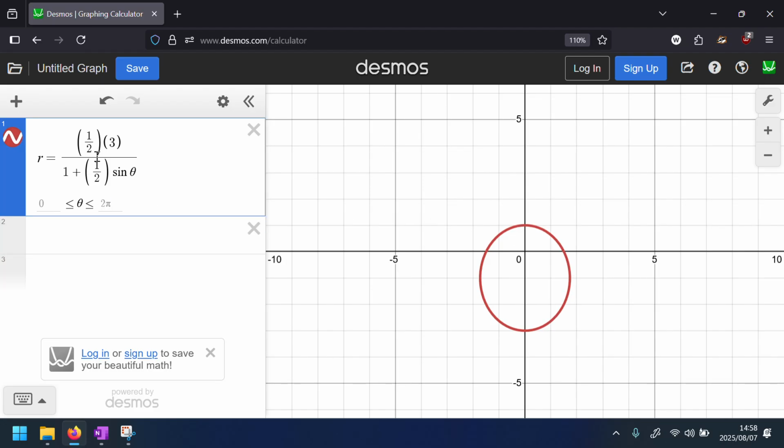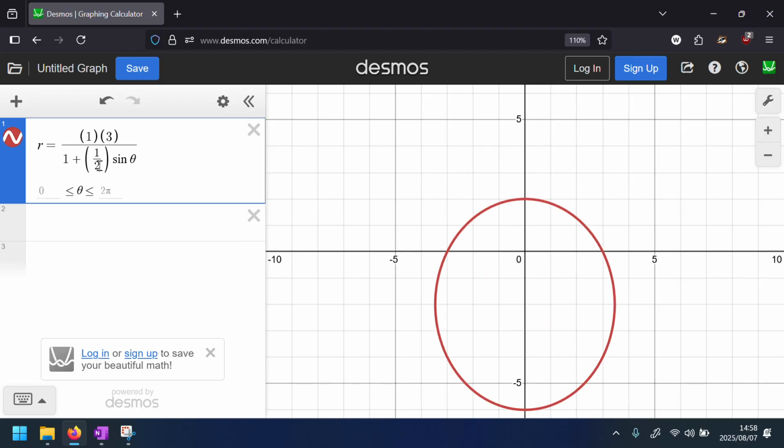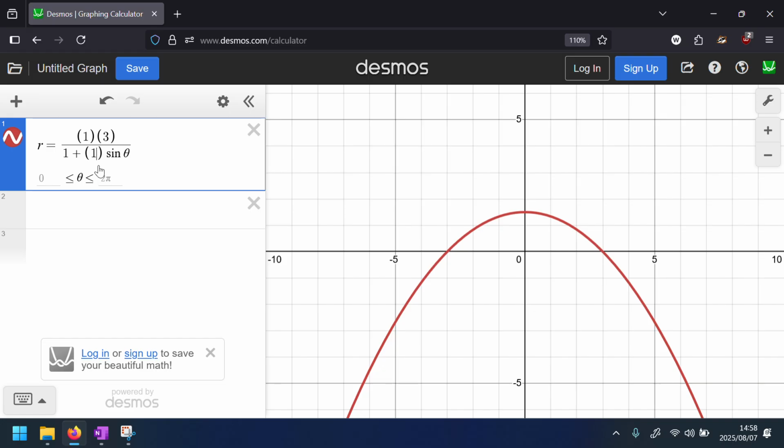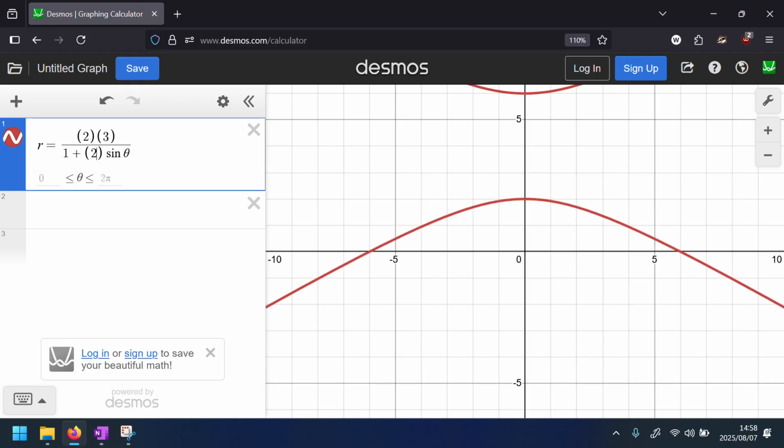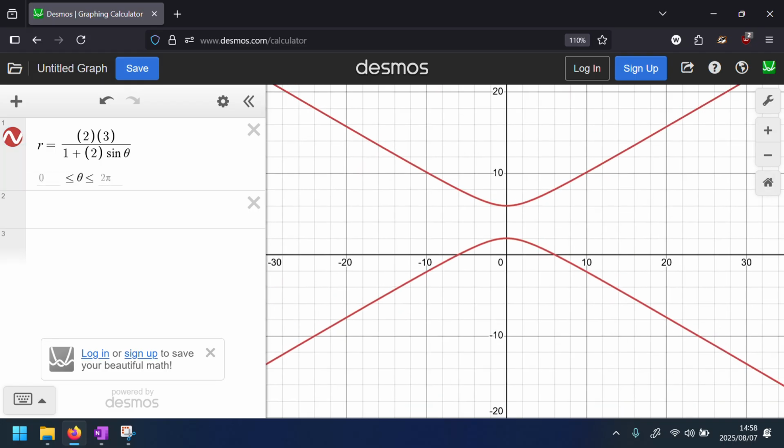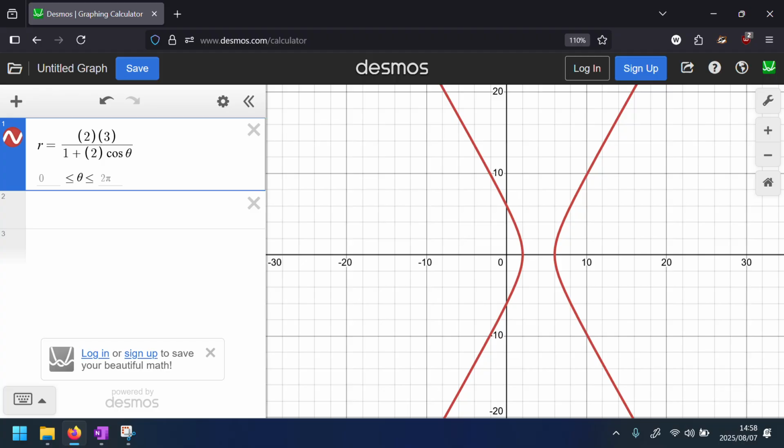We can change this eccentricity value. Let's make it 1, and we have a parabola. And if it's more than 1, we get our hyperbola. So you can play around with this, choose different values. Then the last bit of the tutorial, we'll cover this. There are different values of e and d you can choose, and then you need to figure out what shape it will be. And again, if we change this to cos, it goes left and right now.